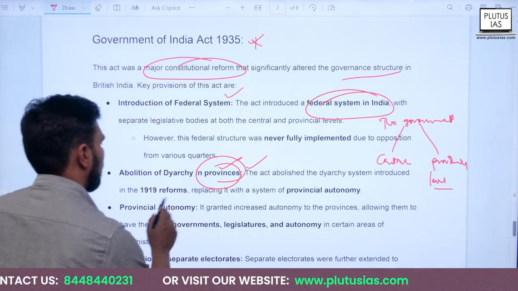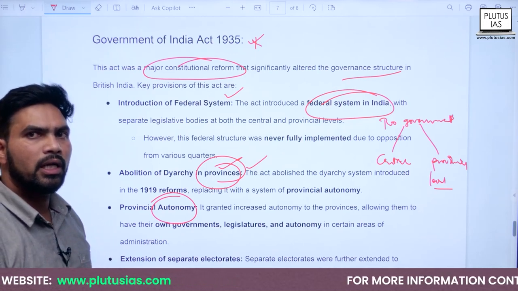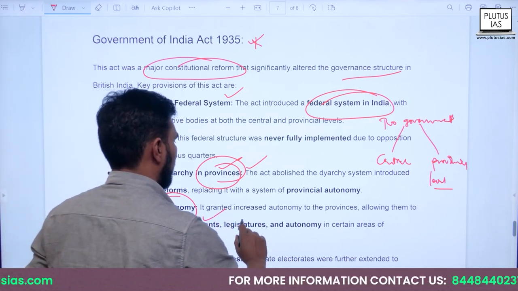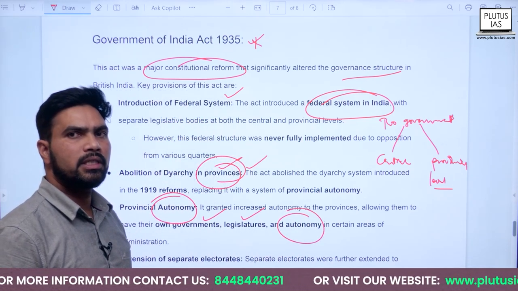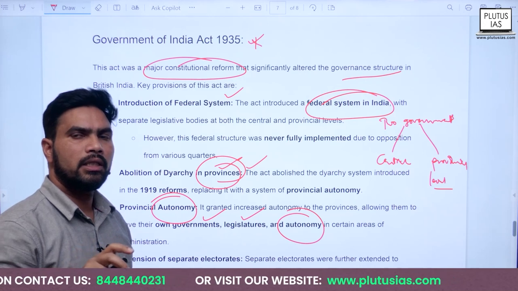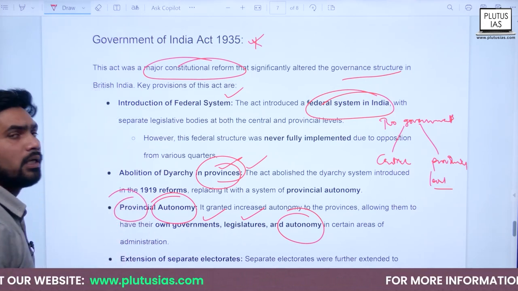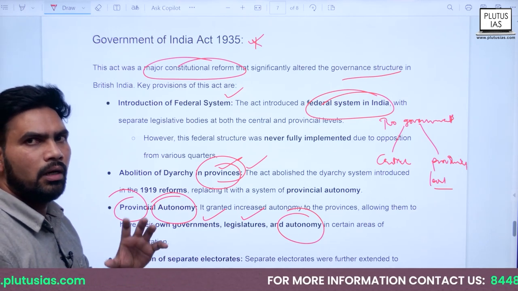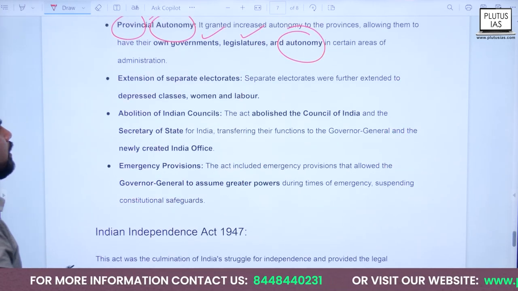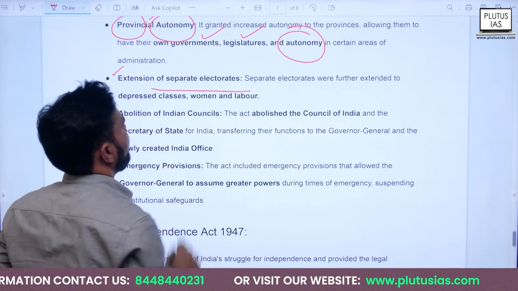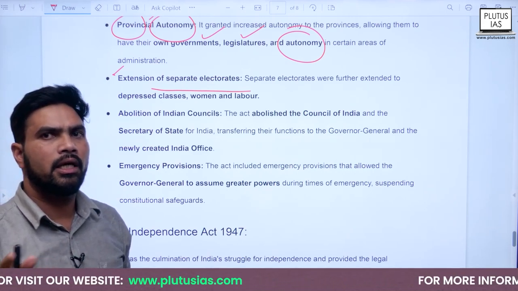Provincial autonomy. The states or the provinces have been given autonomy. Now they can have their own governments, their own legislatures, and they can have autonomy in administering the territory in the particular province. So provincial autonomy has been introduced at the province level through this 1935 Act. Some other important provisions are the extension of separate electorates, as we have seen. In 1909 they introduced them, and in 1919 they extended them.